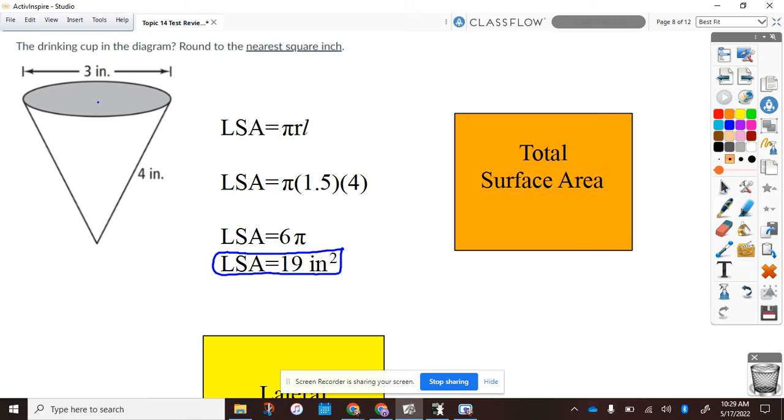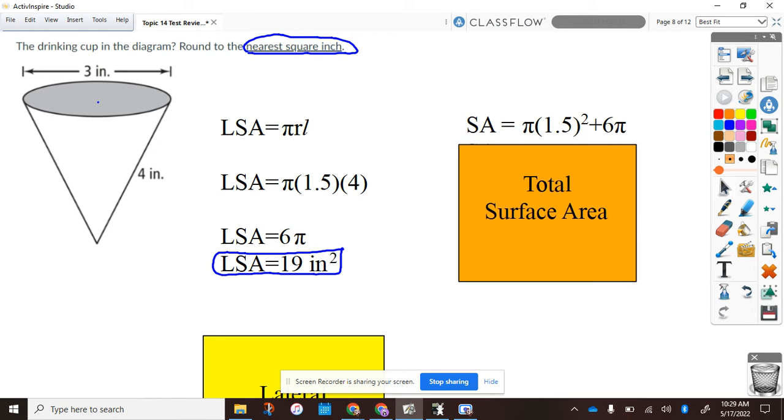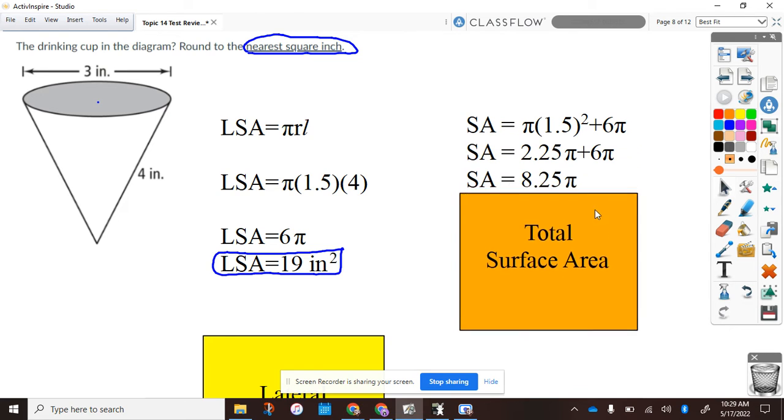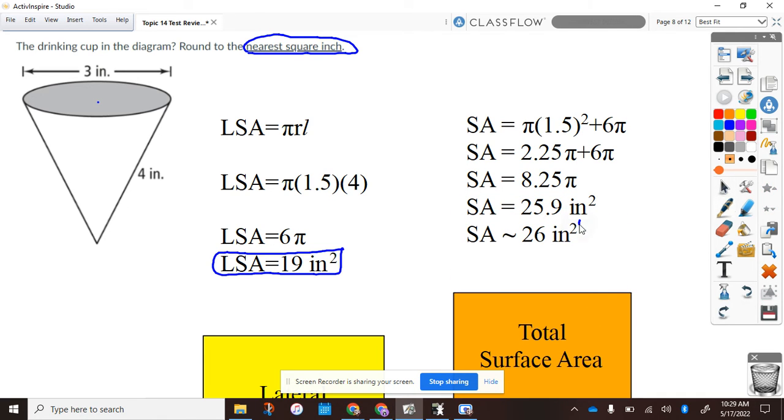This one is rounded to the nearest square inch, as it says right there. So that means we have to actually include pi this time, and we're going to round it to the nearest whole number. Total surface area: we've got pi r squared plus pi rl. Pi r squared is pi times 1.5 squared. 6 pi is what we already found for pi rl. So we just add it up, 8.25 pi. We round to the nearest whole number, and it's about 26 square inches.